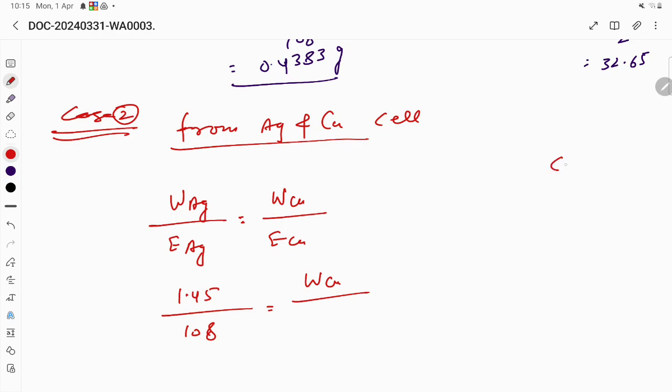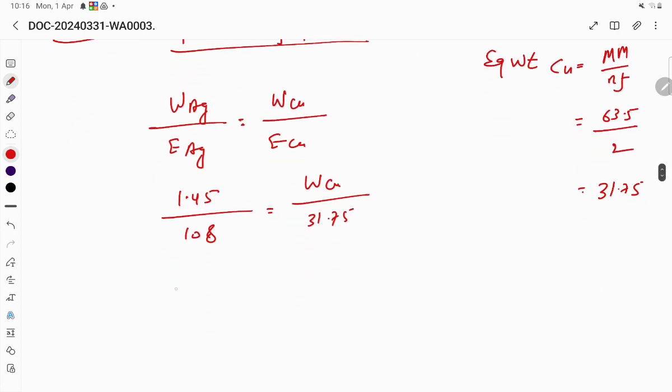So copper, the equivalent weight of copper is molecular mass upon N factor, and molecular mass is 63.5. N factor for CuSO4 is 2, since there is a 2 positive charge, so the valency factor is 2. So we divide this, and 31.75 will come. So here 31.75. So WCu, if you are calculating, is 1.45 multiplied by 31.75 divided by 108.